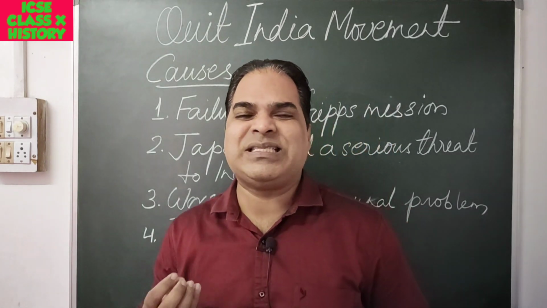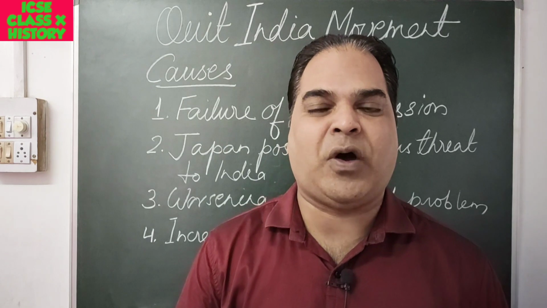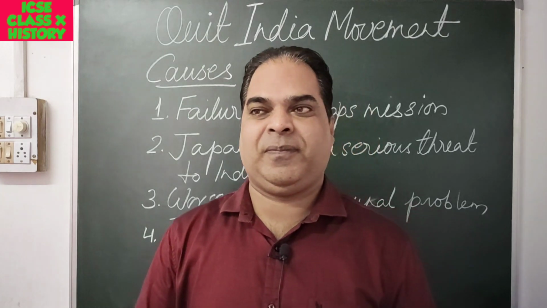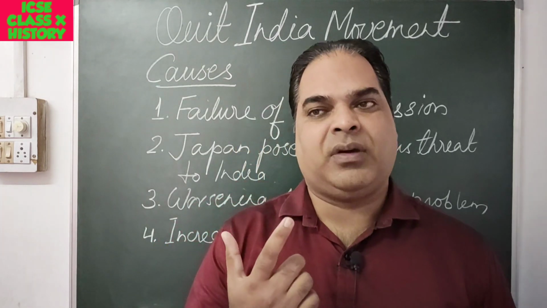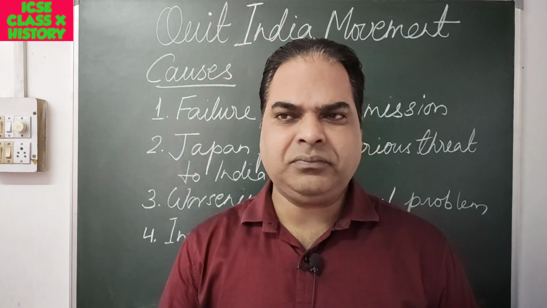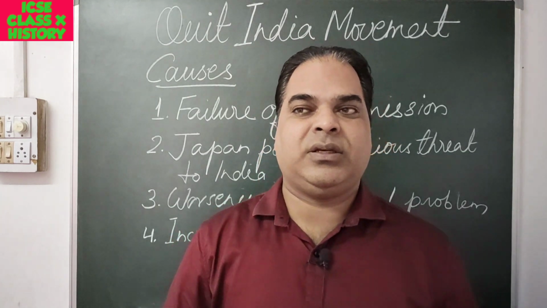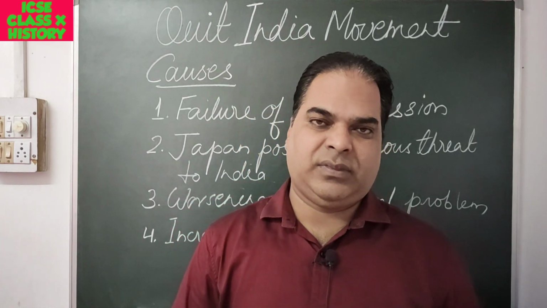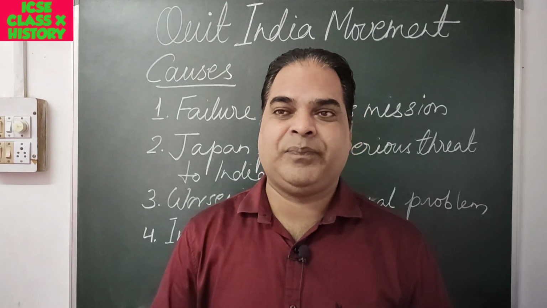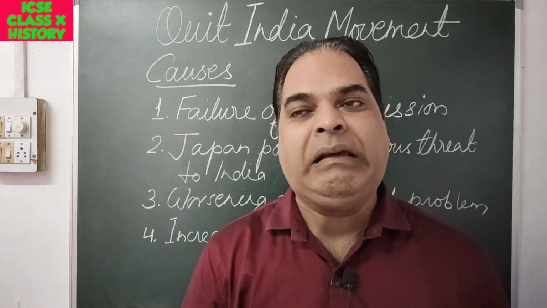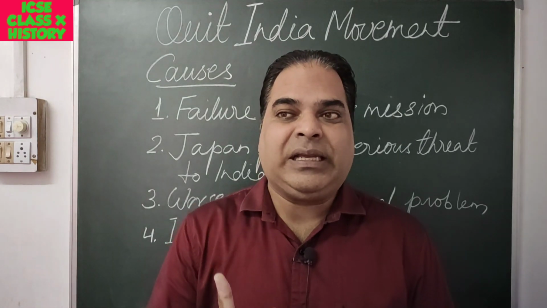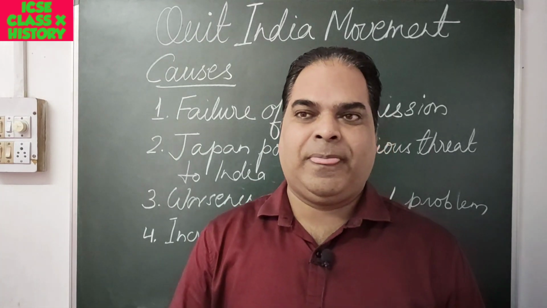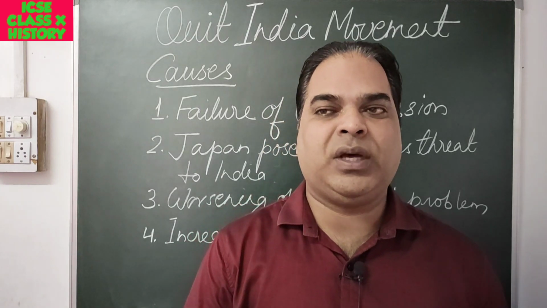The British government was in a desperate condition for the cooperation of the Indians in the war. In this changed situation, America, Russia, and China requested the British authorities to reconsider the demands of the Indians. The British government then sent Sir Stafford Cripps, a member of the war cabinet, to India after the fall of Rangoon to the Japanese.